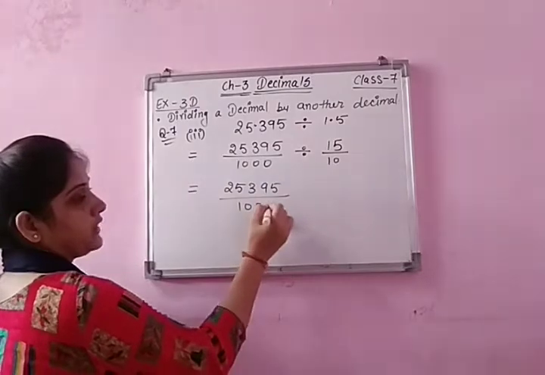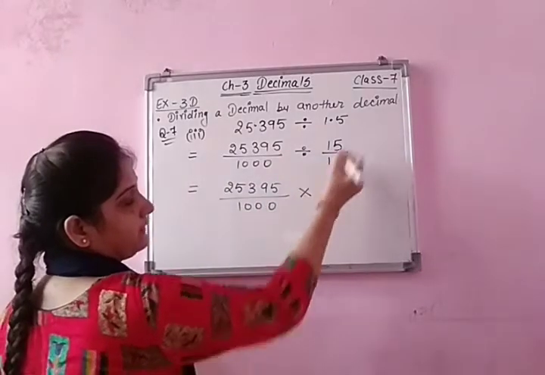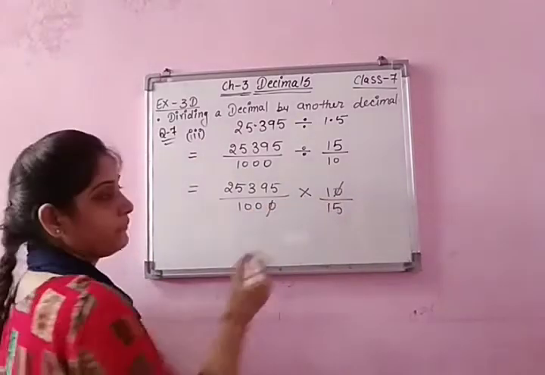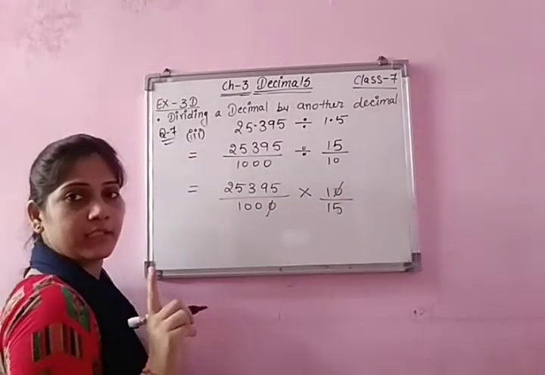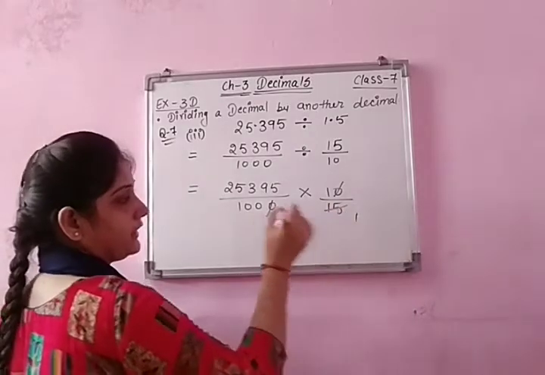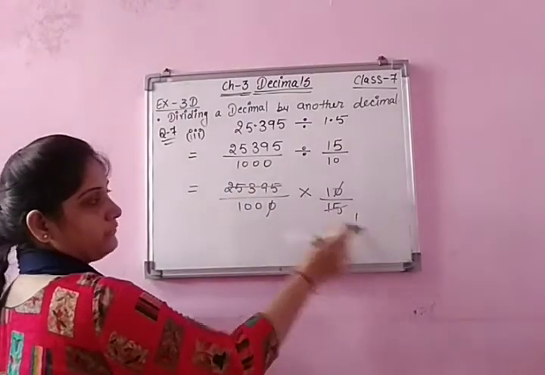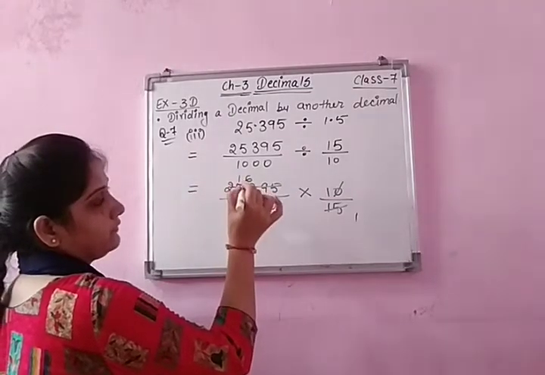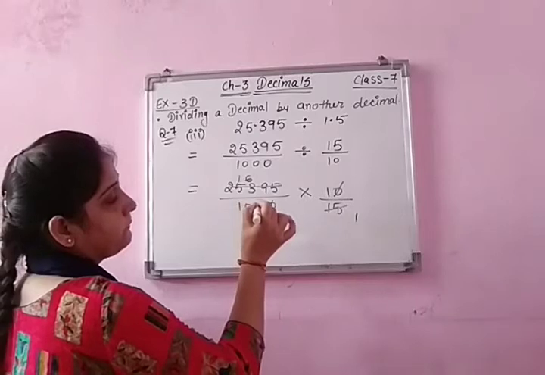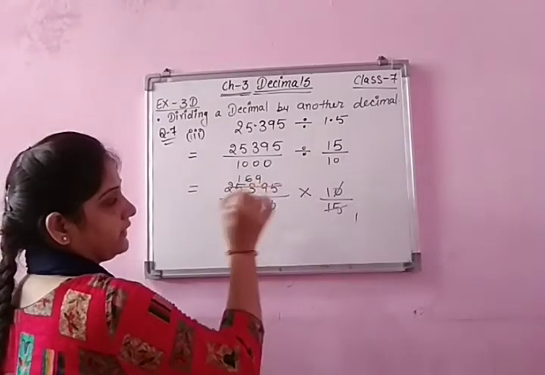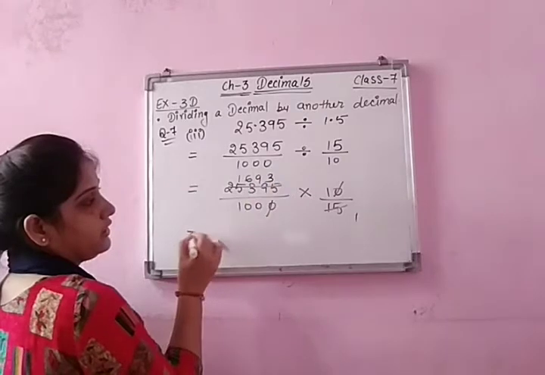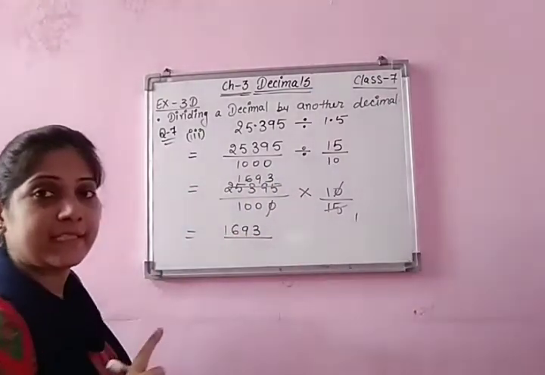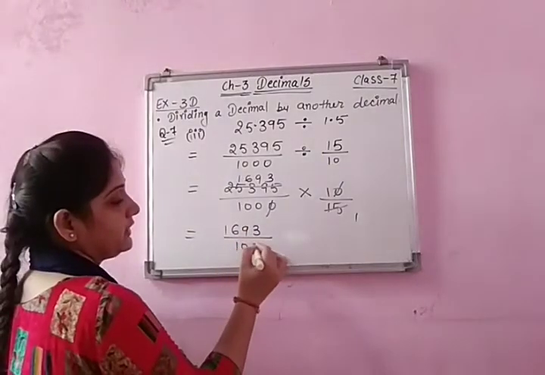The first number has no change. Remember, multiply, and 10 upon 15. 0 is cancelled by 0. Directly you can cancel it by 15, if you know the table of 15. 15 1 is 15, 15 6 is 90, 15 9 is 135, 15 3 is 45. So the number I get in the numerator is 1693 and in the denominator 100.